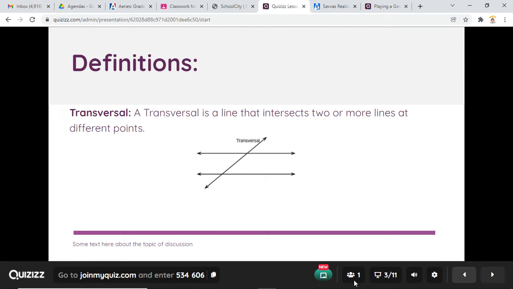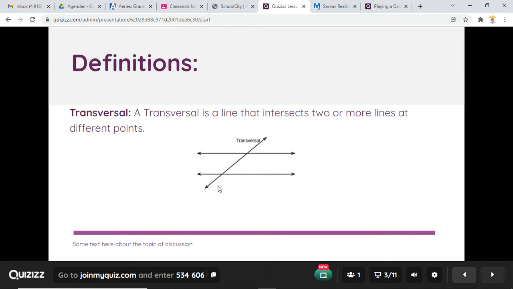The first one we have is a transversal. A transversal is a line that intersects two or more lines at different points. Right here we could see an example of a transversal. We have two parallel lines, meaning these two lines do not intersect. And then we have a third line, which is called a transversal, that intersects both of these lines.